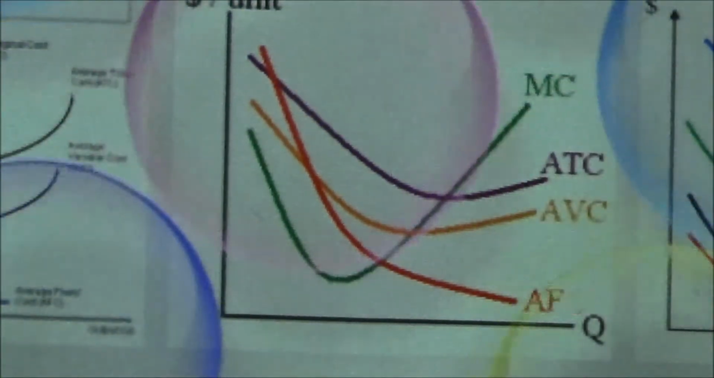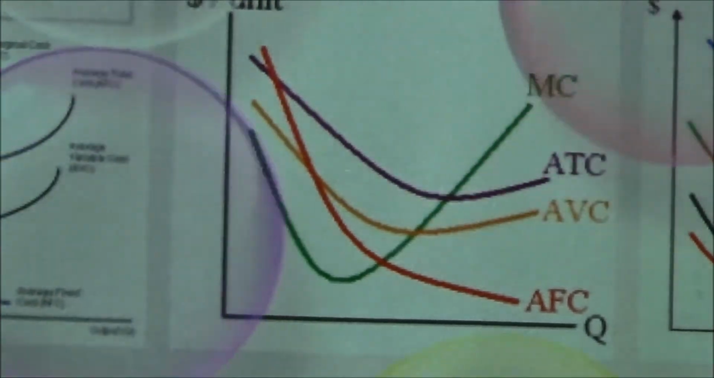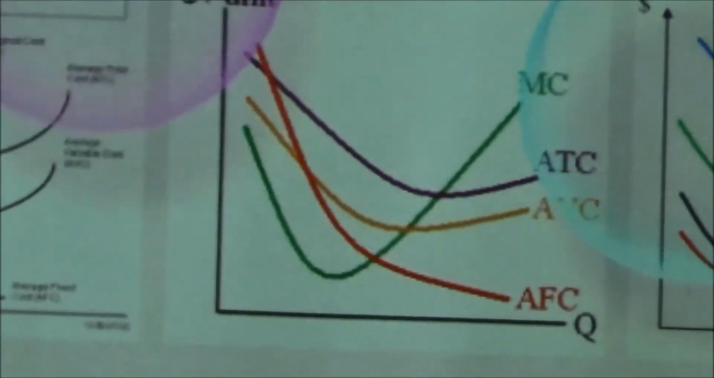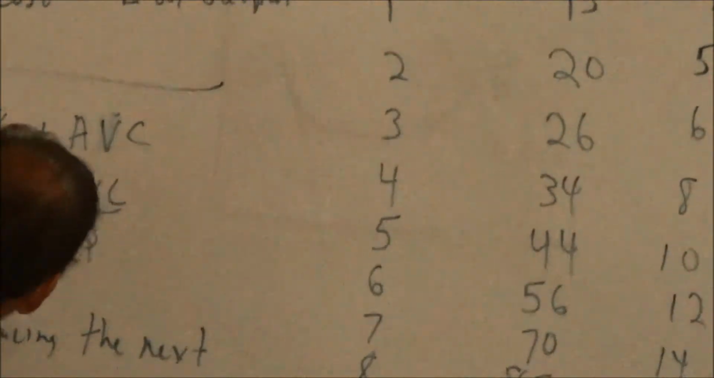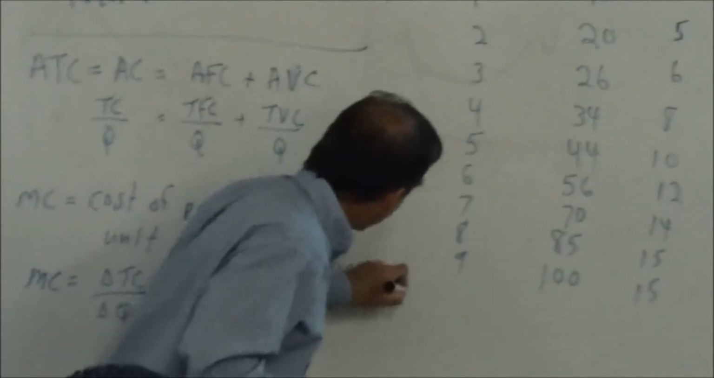Number 2, as the quantity gets bigger, the difference between the average total cost and the average variable cost gets smaller. In other words, if I took the average total cost minus the average variable cost, I get the average fixed cost.